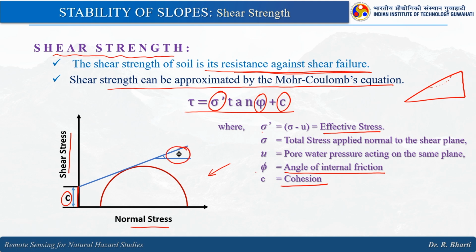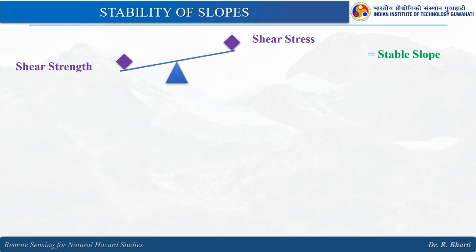So, how we are utilizing this information to calculate the tau, which is basically your shear strength, clear. Now, we will try to understand the stability of slope in terms of shear strength and shear stress. When shear strength is greater than shear stress, it is in the stable condition. So, we call it stable slope, right.